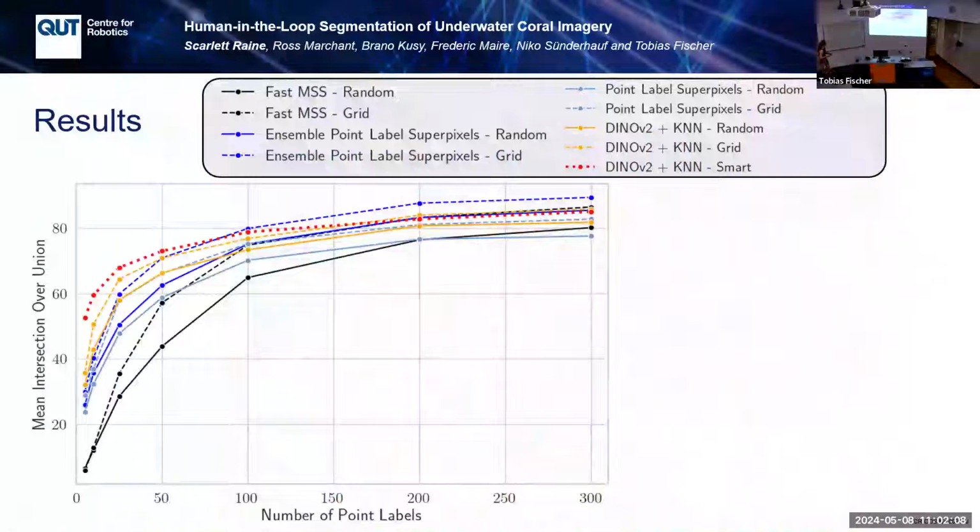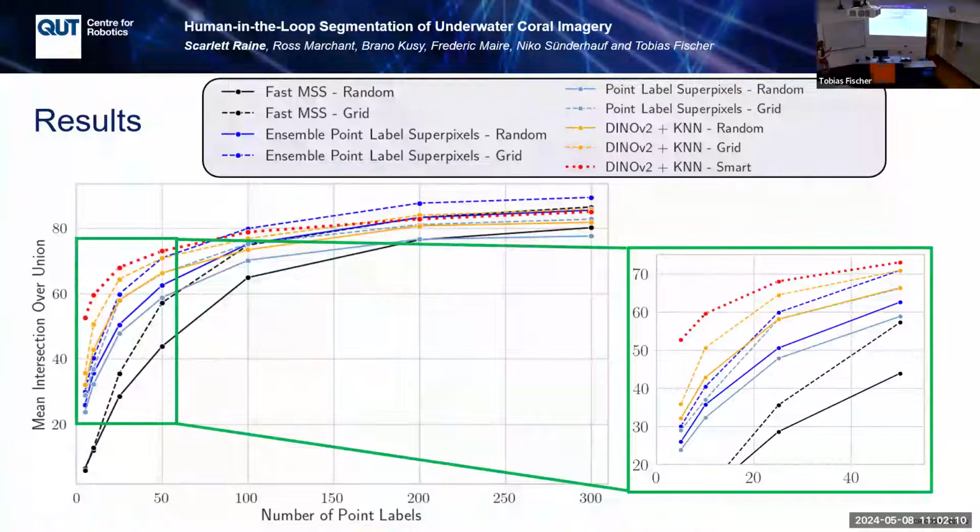So now some results for this work, starting by focusing in on that extremely sparse label setting. What we can see is our DINOv2 and KNN with the human-in-the-loop approach significantly outperforms. But even if we don't want to use the human-in-the-loop labeling regime, the orange lines show our approach with randomly distributed and grid point labels as well, and these approaches still outperform prior work.